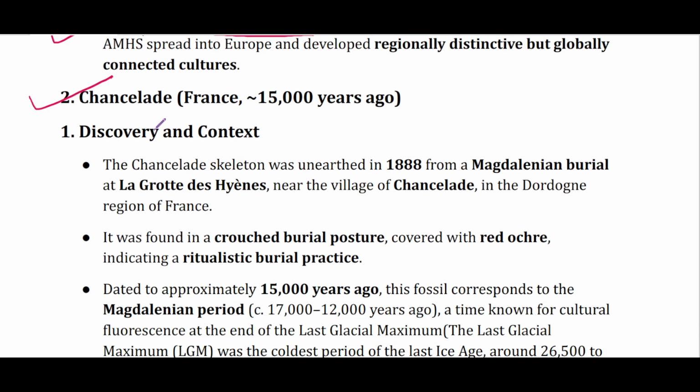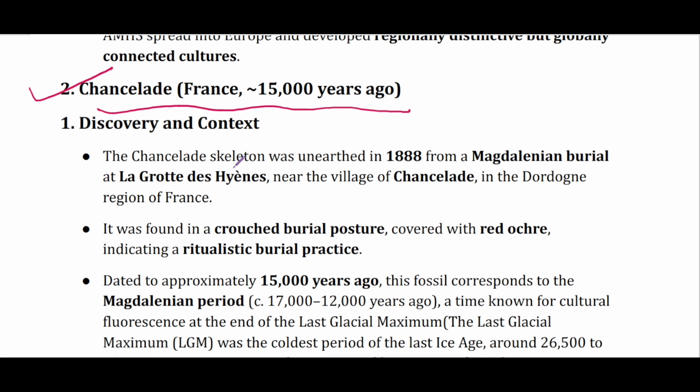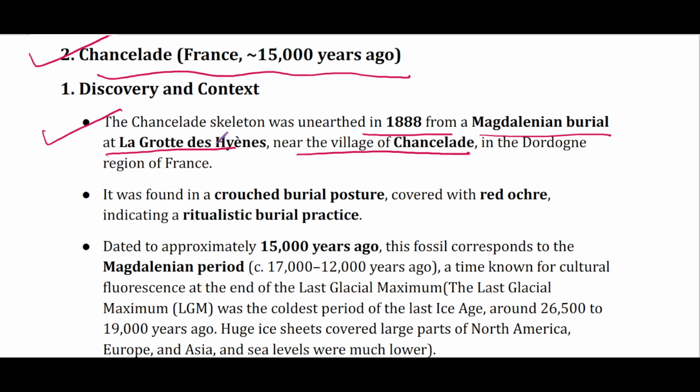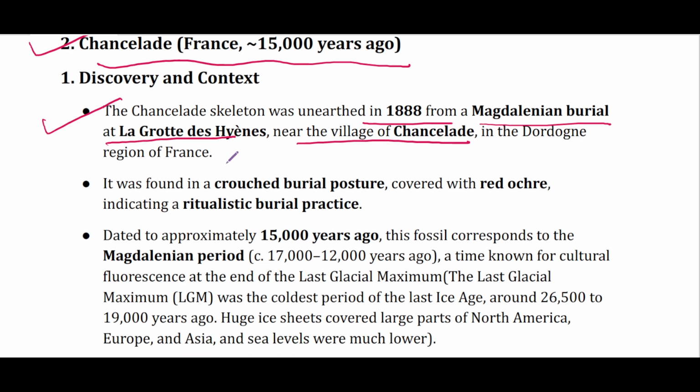Now the second such fossil from Europe was Chancelade, from France, 15,000 years ago. And the Chancelade skeleton was unearthed in 1888 from a Magdalenian burial in La Grotte des Hoteaux, near the village of Chancelade. Again, this pronunciation, La Grotte des Hoteaux. So this is how French is pronounced.